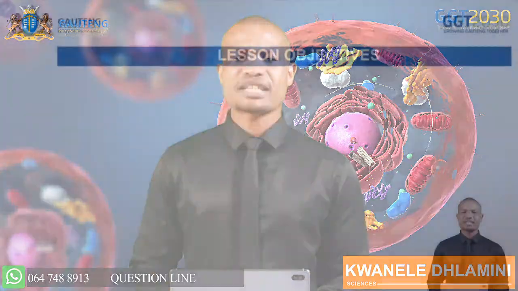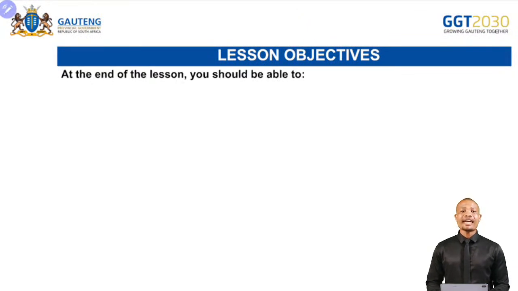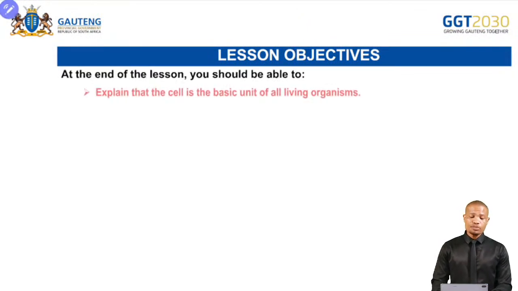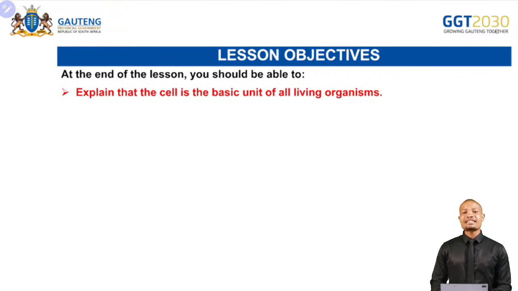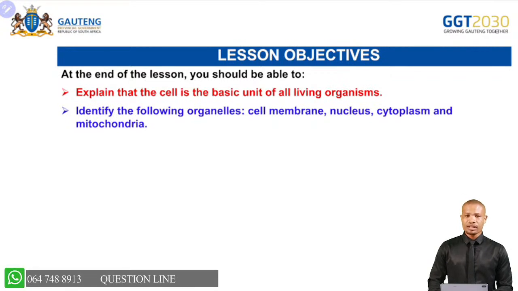So what's the point of this lesson? What are we trying to achieve? We are trying to ensure that by the end of this lesson, you should be able to explain that the cell is the basic unit of all living organisms. You should also be able to identify the following organelles. That is your cell membrane, the nucleus, the cytoplasm, and the mitochondria.